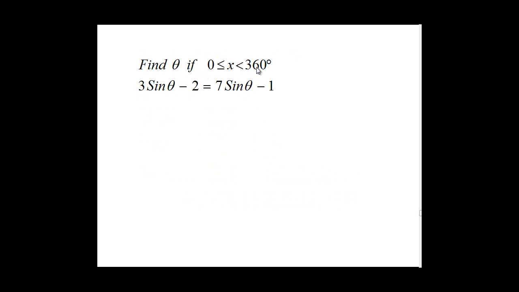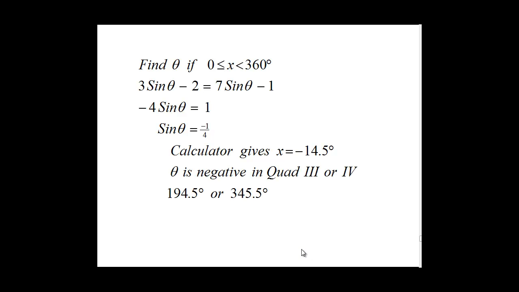Okay, suppose you want to find theta, 0 to 360. Those should be the same variable. Okay, we need to move all our trig functions to this side, so subtract 7, add 2, so you get negative 4 sine theta is equal to 1, divided by negative 4. So sine is negative 1/4. We haven't memorized that, so we need to use a calculator. And it gives you x, or theta, is equal to negative 14.5. Now, between 0 and 360, sine is negative in the 3rd and 4th quadrant. So you take 14 degrees and go down from the 180 and go down from the 360. So you get 194, because that's 180 and go down, and 360 go down gives you 345.